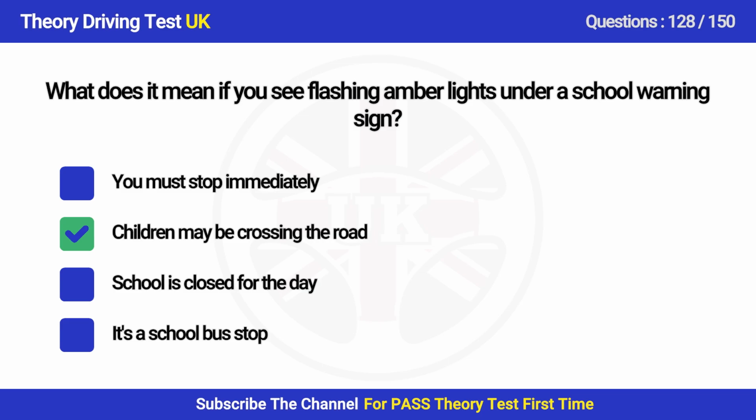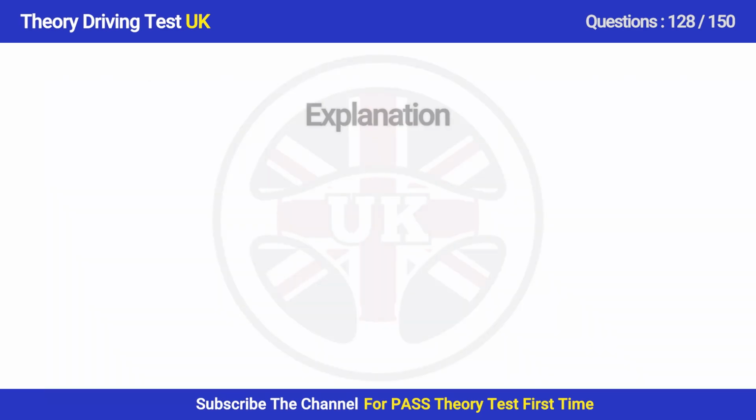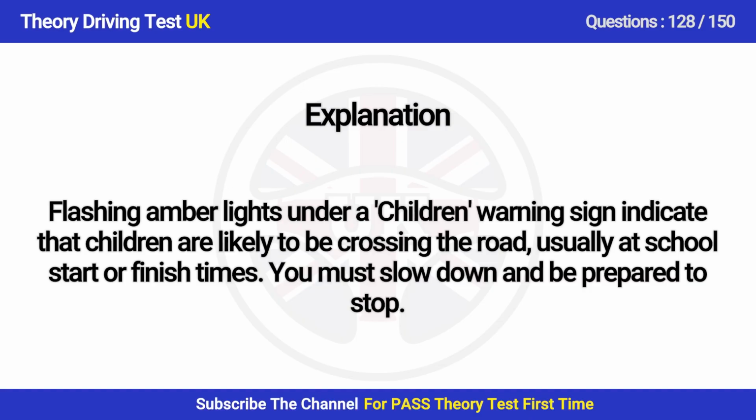Answers is B. Children may be crossing the road. Flashing amber lights under a children warning sign indicate that children are likely to be crossing the road, usually at school start or finish times. You must slow down and be prepared to stop.